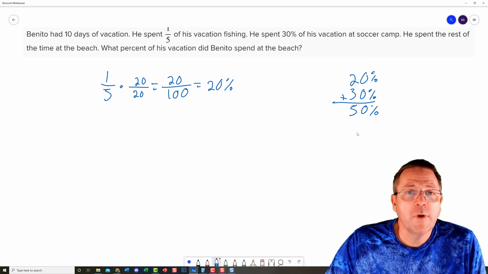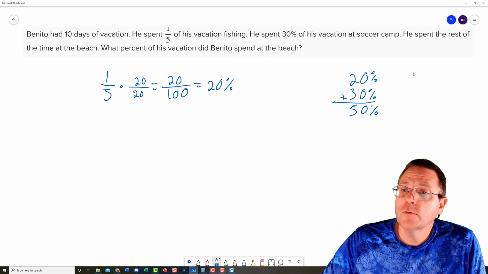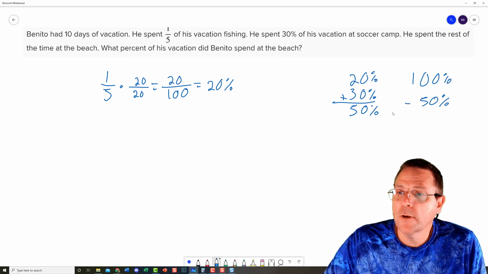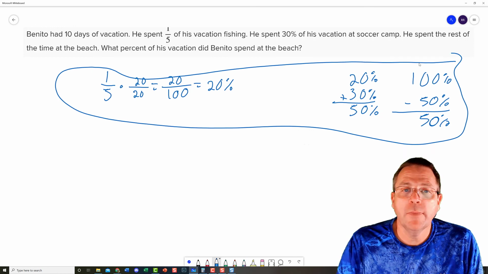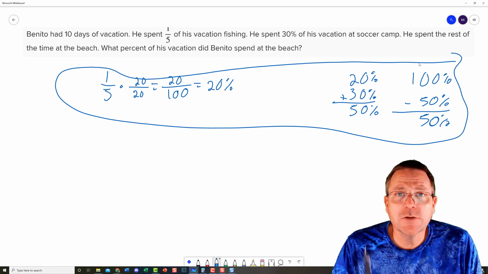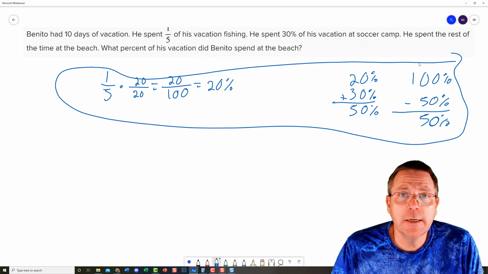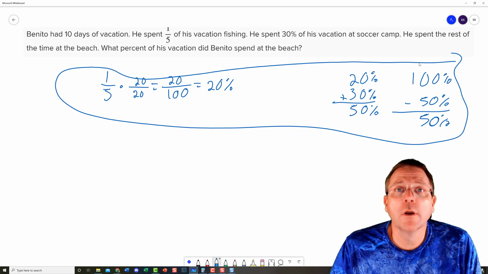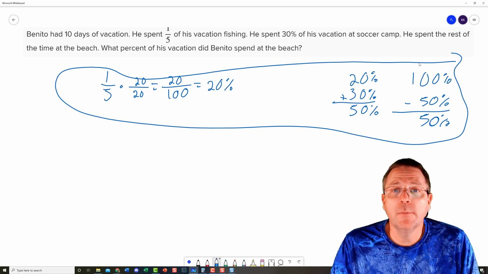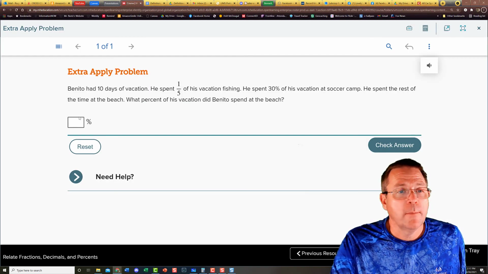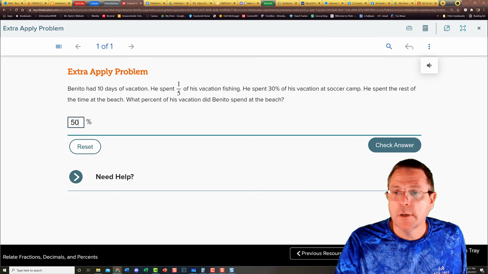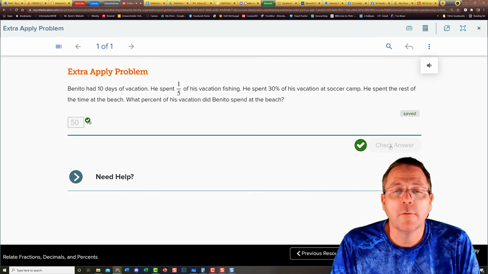It said he spent the rest of his time on the beach. So 100% minus 50% is equal to 50% of his time he spent laying out getting skin cancer and stuff on the beach. So right there is my supporting work. That is what I must see. If I see anything else, you will have done it just for fun. You have to give me good, high quality supporting work. Jump back over to the problem, submit my answer of 50%, check my answer, boom, everything's good.